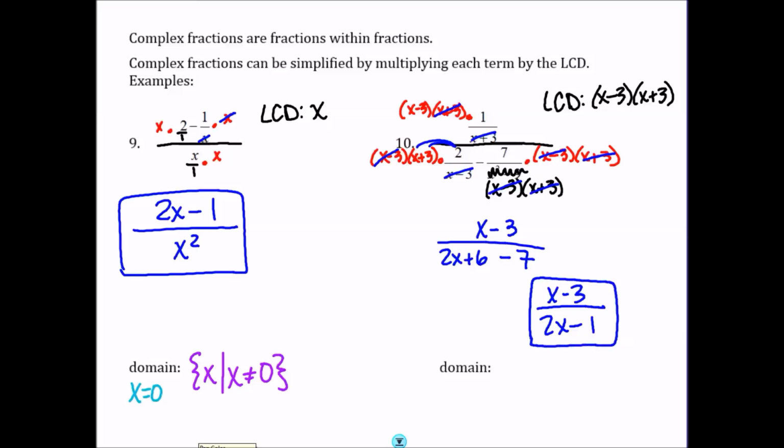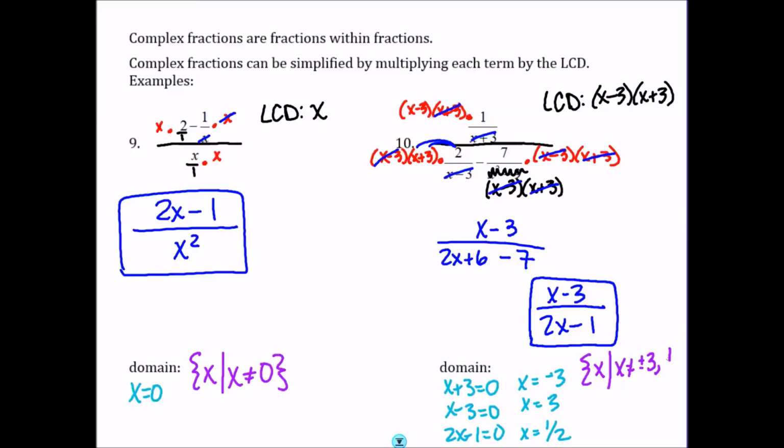So when we do our domain, we need to look at the LCD. Then we also need to look at the denominator of our final answer. So we have 2x minus 1 as our final answer, so we need to set that equal to 0 as well. So we end up with negative 3, positive 3, and positive 1/2 as our domain restrictions. So our domain is x, such that x does not equal positive or negative 3, or 1/2.